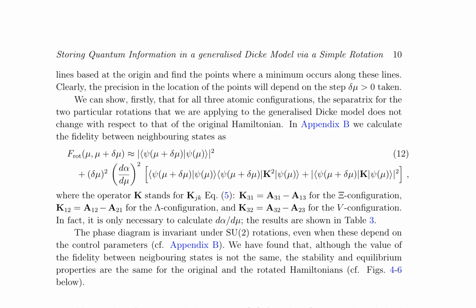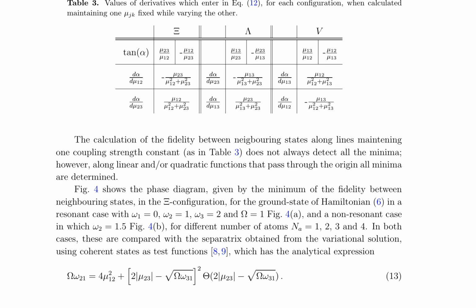The phase diagram is found to be invariant under SU(2) rotations, even when these depend on the control parameters, as shown in Appendix B. Despite differences in fidelity values between neighboring states, the stability and equilibrium properties are preserved for the original and rotated Hamiltonians, as illustrated in Figures 4 to 6.